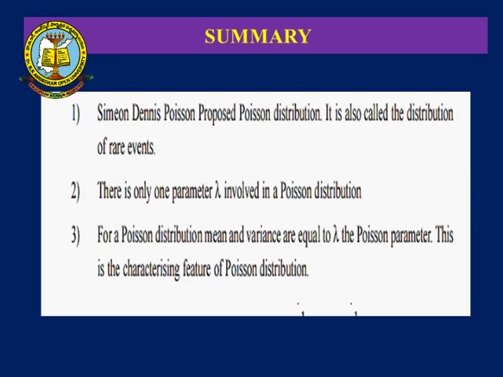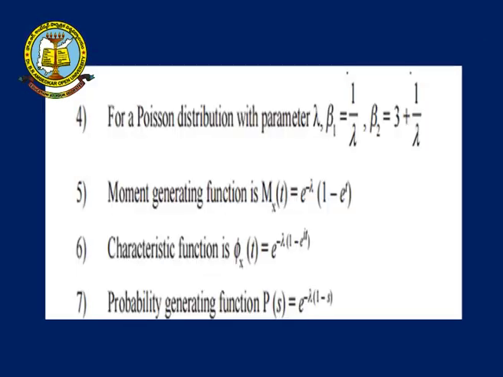For a Poisson distribution, the mean and variance are equal to lambda, where lambda is the parameter. This is the characteristic feature of the Poisson distribution, because it is the only distribution whose mean and variance are both equal. For a Poisson distribution with parameter lambda, beta 1 is equal to 1 by lambda, beta 2 is equal to 3 plus 1 by lambda.